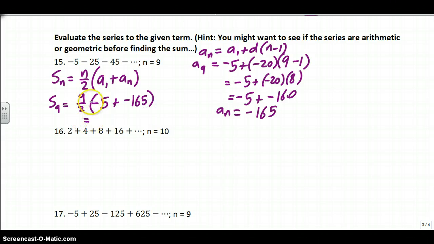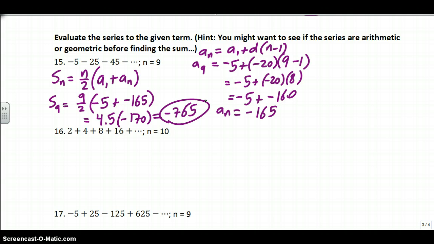So here we go. 9 halves is 4.5. Negative 5 plus negative 165 is negative 170. So I just take 4.5 times negative 170. And you get negative 765. Okay? There's your sum. If I were to take negative 5, minus 25, minus 45, minus 65, minus 85, minus 105, all the way down to negative 165, I would get negative 765.